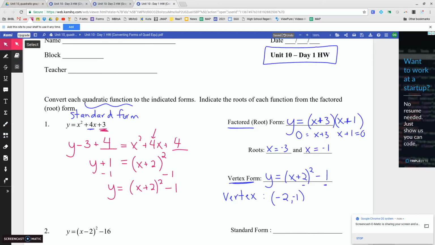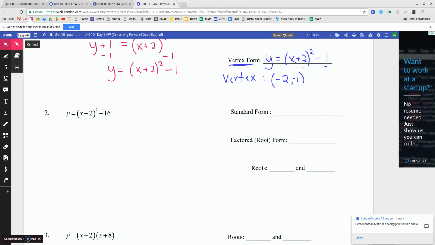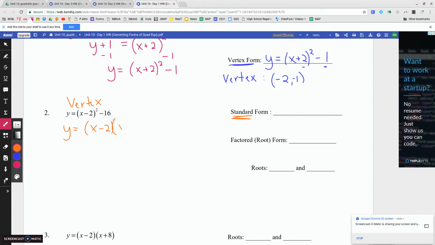In number 2, I am starting already in vertex form. Okay, so I'm starting in vertex form, and I need to first go into standard form. So what I'm going to do first is I'm going to expand my x minus 2 times another x minus 2 minus 16.